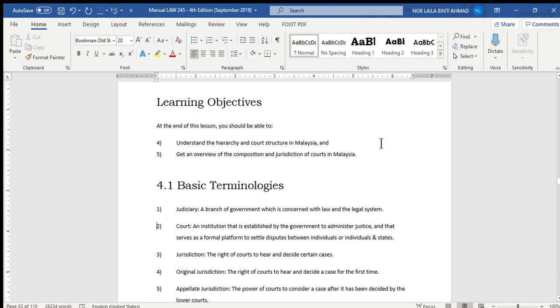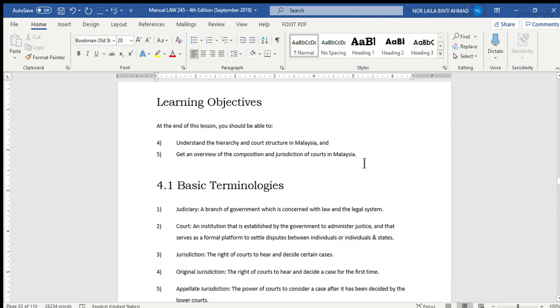Right, so for today's lecture, we are going to proceed with the next chapter under the Malaysian judicial system. These are the learning objectives for today. At the end of the lesson, you should be able to, first, understand the hierarchy and court structure in Malaysia, and second, get an overview of the compositions and jurisdiction of courts in Malaysia.